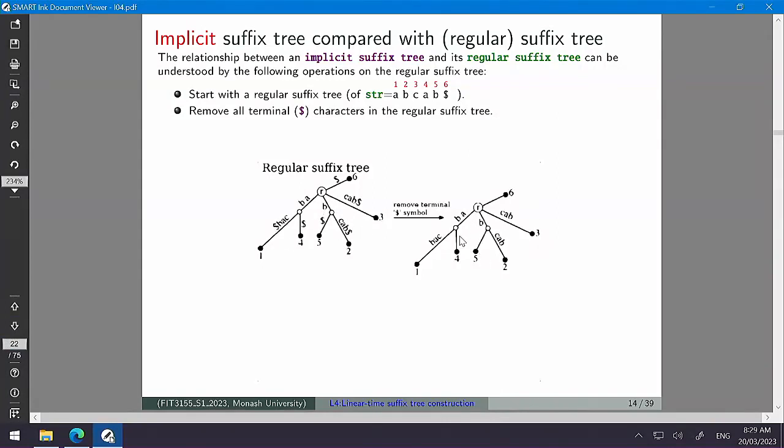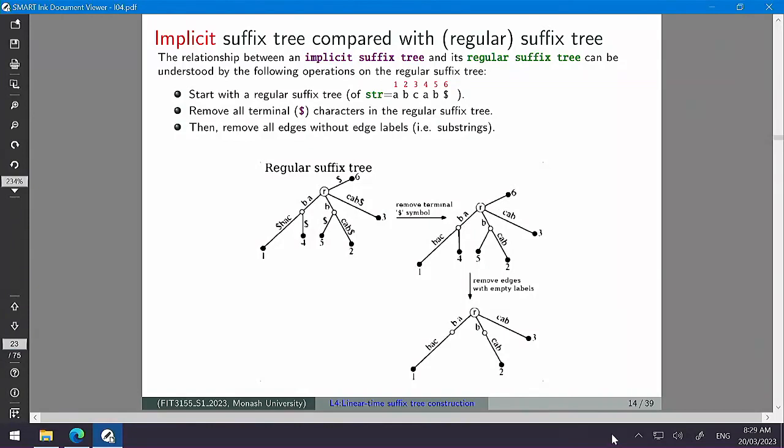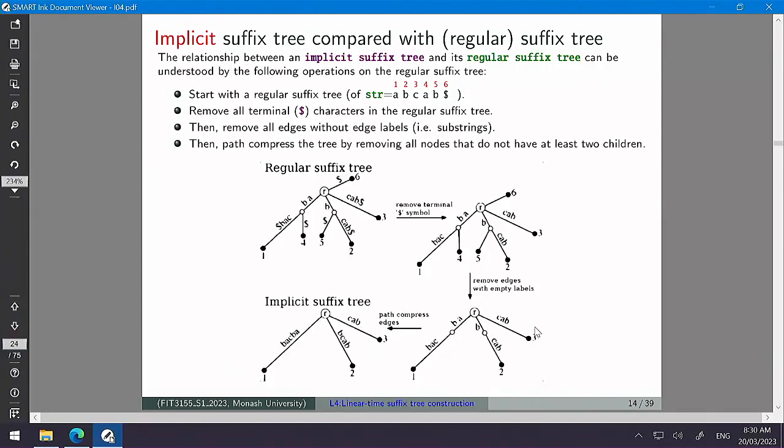Now, can you see that some of the leaves have no labels on them because some of them had only one letter, $. So if you remove those leaves 4, 5, and 6, which previously had only $, but now you have erased it, you can remove those. You would get these. Now if you look at some of the internal nodes, they have only one child after you remove those empty leaves. So you have an internal node with only one child. If you compress the path, what you would get is CAB, BCAB, and ABCAB.